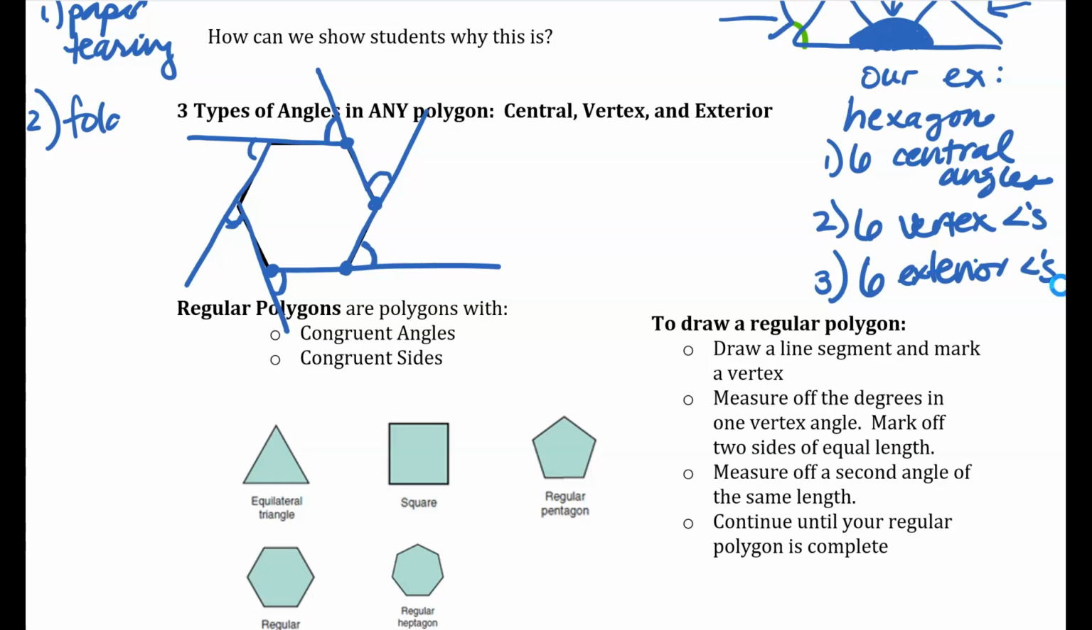So with any polygon, you're going to have the same number of central angles as you do sides, and the same number of vertex angles and the same number of exterior angles as you do sides. And so there are some properties with all of those angles, and we'll talk about those today.